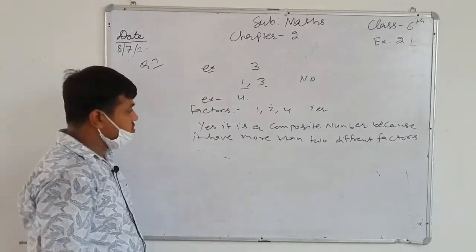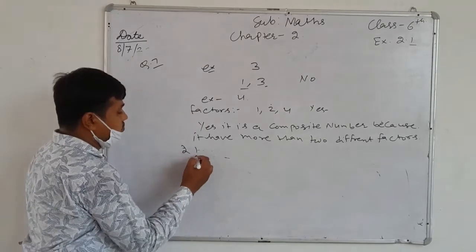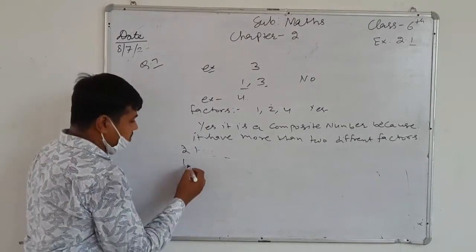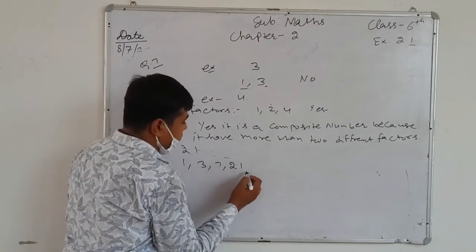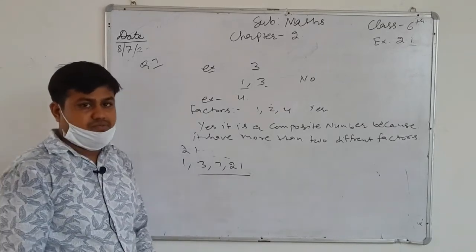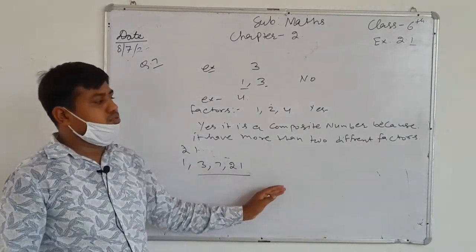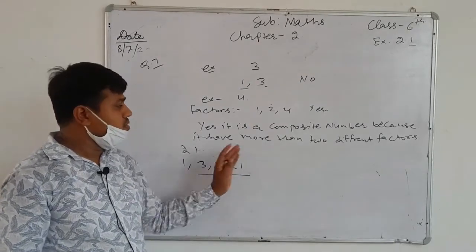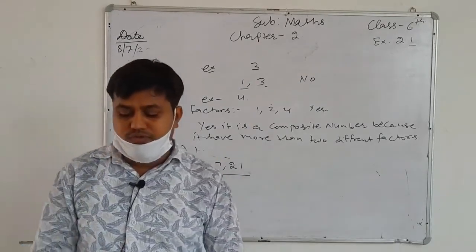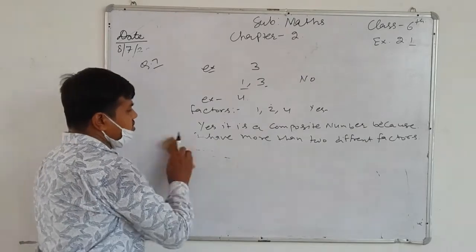So like the question number 7, these are the values 3, 4, 21. The factors of 21 are 1, 3, 7, 21. So there are 4 factors. 4 means more than 2. 2 से ज़्यादा है. So this is a composite number. This is a composite number because it has more than 2 factors.